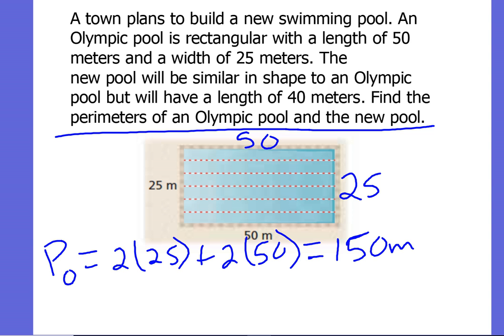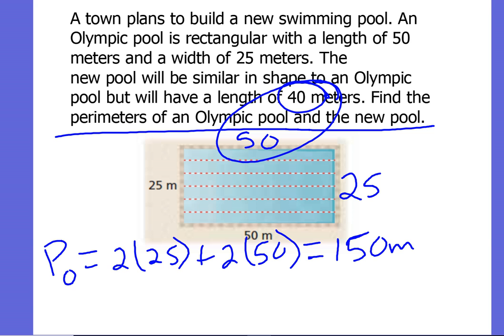I know that the new pool is going to have 40 meters in length. So this is going to be a little bit different. I don't know what the width of the new pool is going to be, but I do know that I can find the perimeter by comparing our two lengths and our perimeter that we just found. So let's go ahead and identify our proportion.